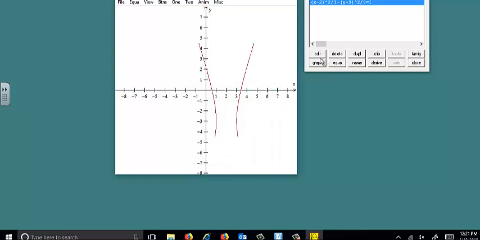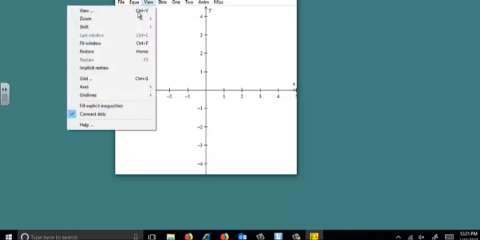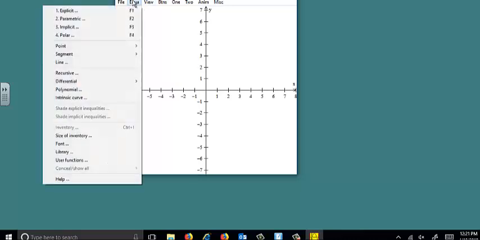Okay, so what I'm going to do is get rid of this, delete, and then do it again. Now that I have it zoomed out, I'll just redo what I just did. Okay, let's zoom out before we plot anything. So now we're zoomed out, and now we can put an equation in.